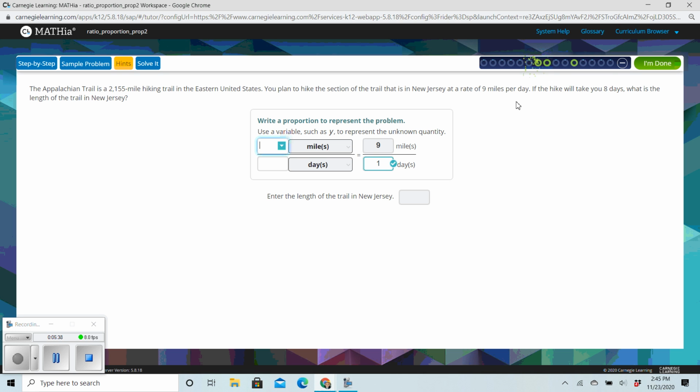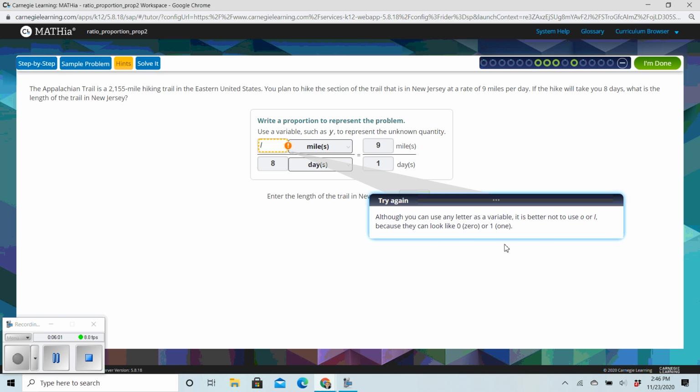Now, we are trying to figure out, if we look at the actual question, it says if the hike will take you 8 days, what is the length of the trail in New Jersey? Well, we know that we're going 8 days, but we don't know how many miles. So I'm just going to put in L for length. Why not? L for length.